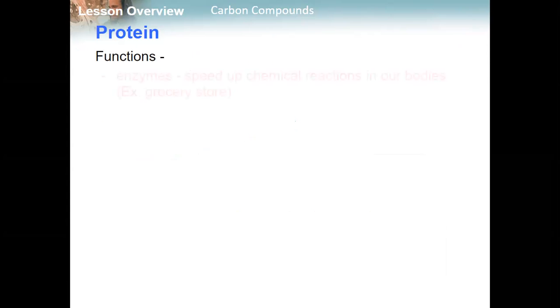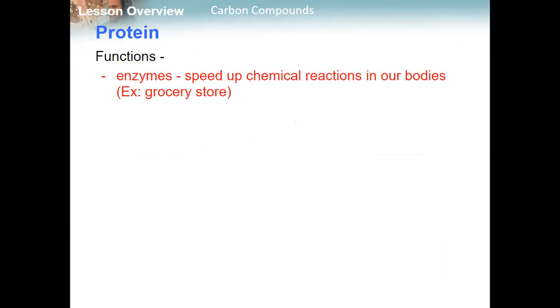Proteins do so much for our bodies. One thing that they do is that enzymes are examples of proteins. And normally we have chemical reactions happening in our bodies to help us function. So for instance, a chemical reaction might be digesting the food that we just ate. We have enzymes that can speed up that process so it can happen quickly and it doesn't take days and days and days for us to digest the breakfast that we had this morning.